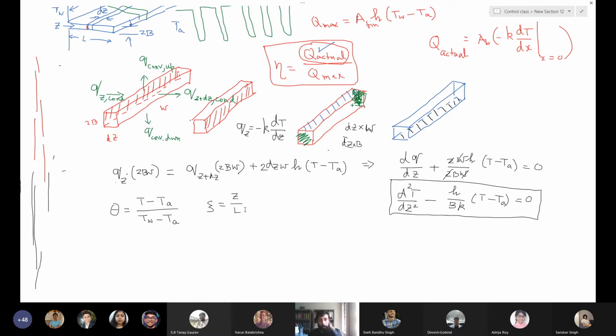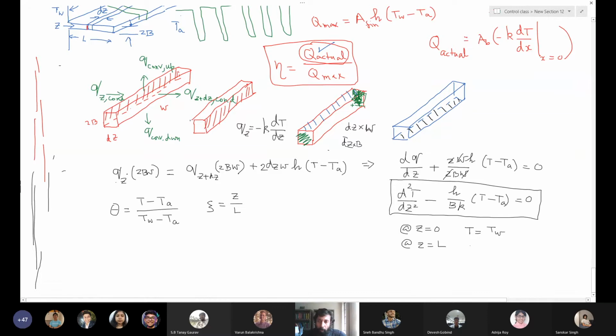Okay, so now non-dimensionalize this equation, and before that, we know that the equation itself doesn't tell the entire story, so we need a boundary condition. So what are the boundary conditions here? At Z equals 0, T will be TW. So at Z equals 0, T equals TW. This is the easier boundary condition. Much more ambiguous case will be at Z equals L.